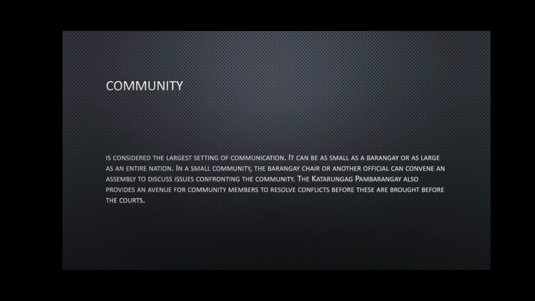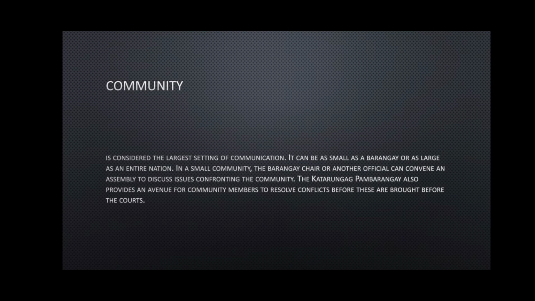Community is considered the largest setting of communication. It can be as small as a barangay or as large as an entire nation. In a small community, the barangay chair or another official can convene an assembly to discuss issues confronting the community. The Katarungang Pambarangay also provides an avenue for community members to resolve conflicts before these are brought before the courts.